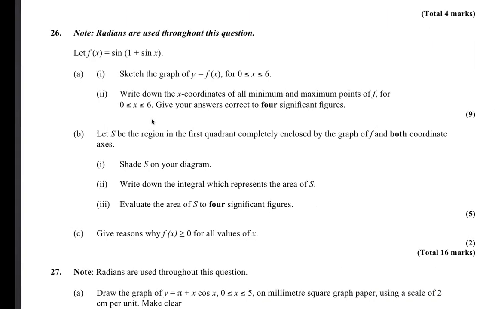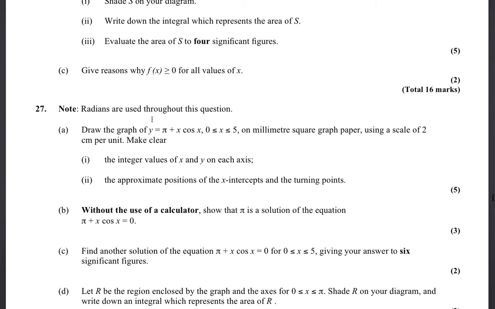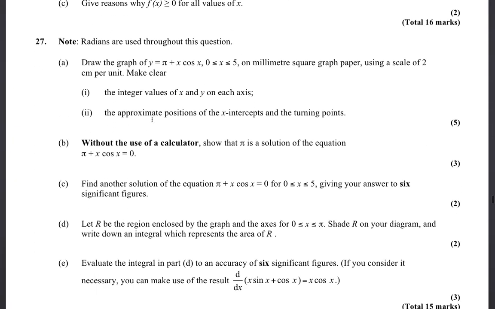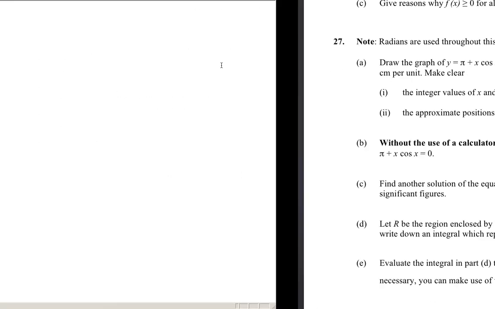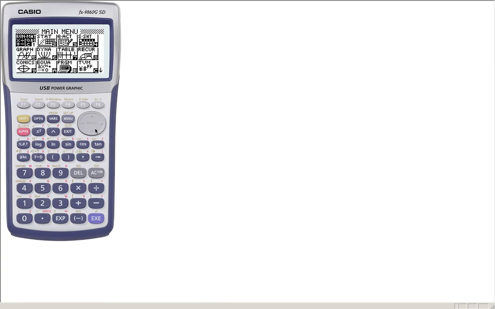So let us look at the 27th problem now. Radians are used throughout this question. Draw the graph of y equal to pi plus x cos x for x between 0 and 5. Okay. So, graph, pi, so shift pi plus x cos x. So x cos x between 0 and 5.